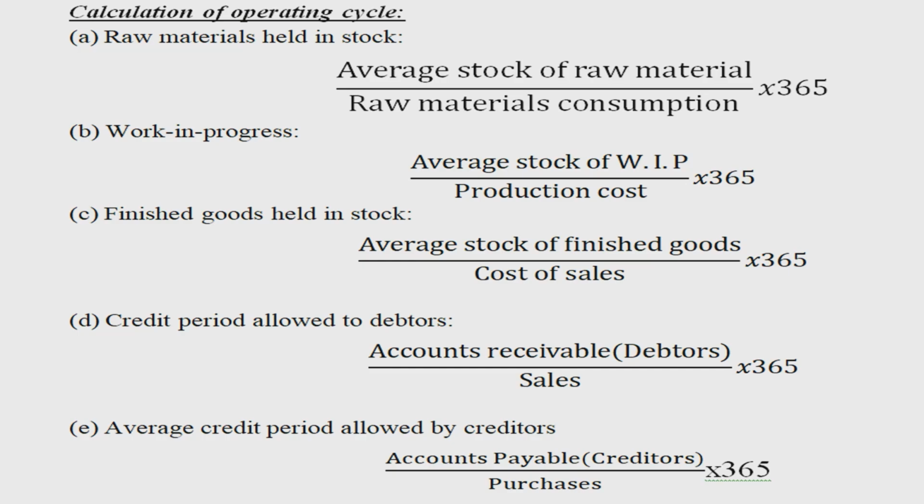Next, work in progress: average stock of work in progress divided by production cost into 365. Next, finished goods held in stock. The formula is average stock of finished goods divided by cost of sales into 365. Next, for debtors, the formula is accounts receivable or debtors divided by sales into 365. Next, average credit period allowed by creditors: accounts payable divided by purchases into 365.